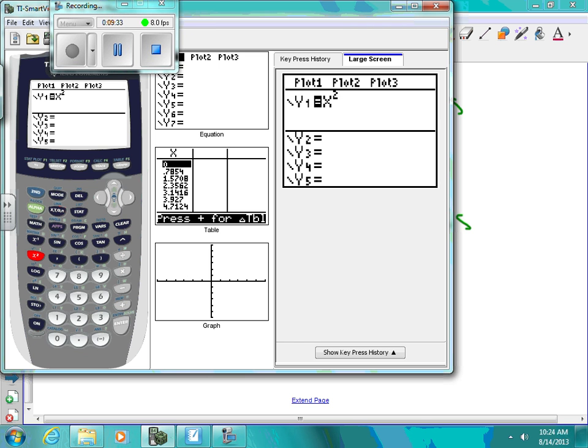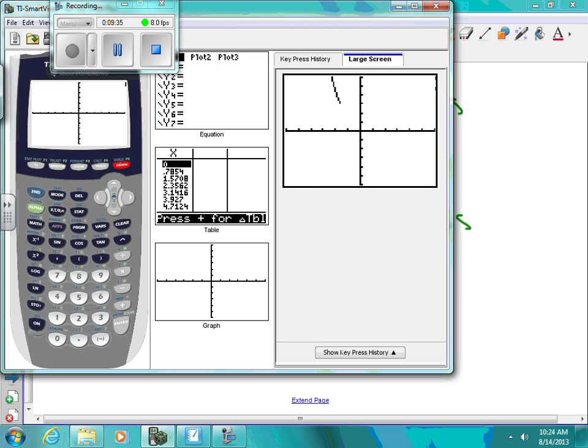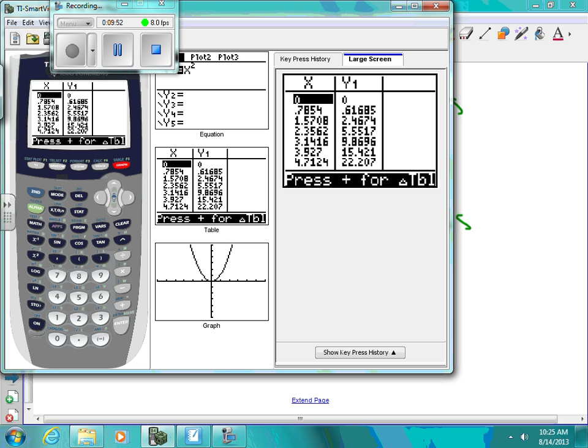Here is the parent function when I graph it. That's what it looks like, going through the center. If you want to, you can look at the table. Second, graph, that gives us a table. We can see some inputs and outputs in our graphing window.